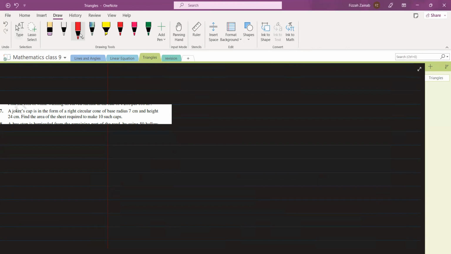A joker's cap is in the form of a right circular cone of base radius 7 centimeter, okay, and height. So joker's cone, it's like a birthday cone, right? So its height is given and this radius is given. So this is your H and this is your R. So height is 24 centimeter and the radius is 7 centimeter. Find the area of the sheet required to make 10 such caps. Now cap means it is open at the base. So only curved surface area is included. Is that clear?